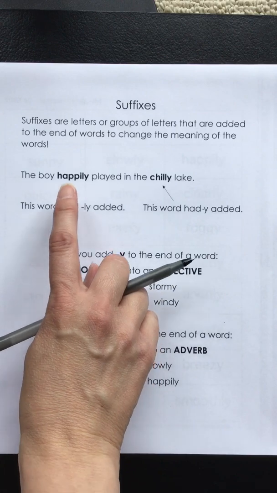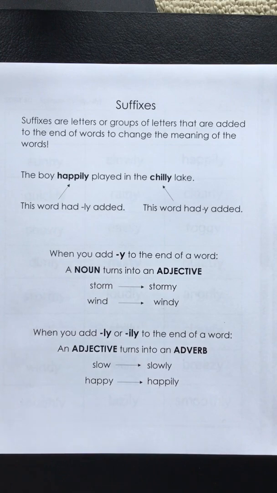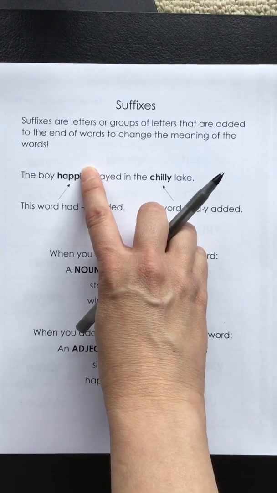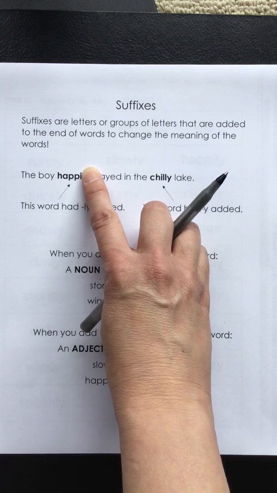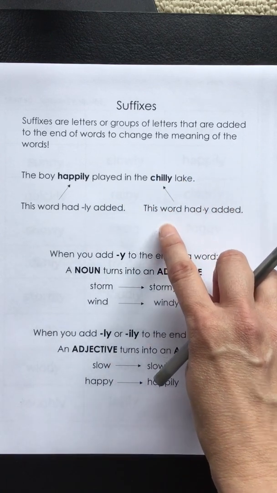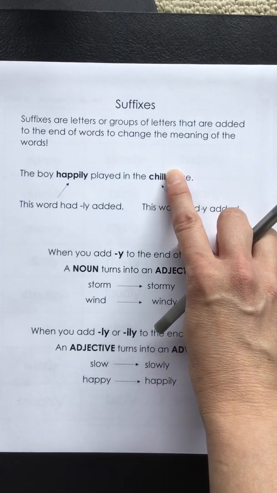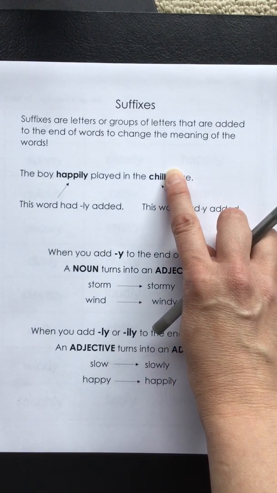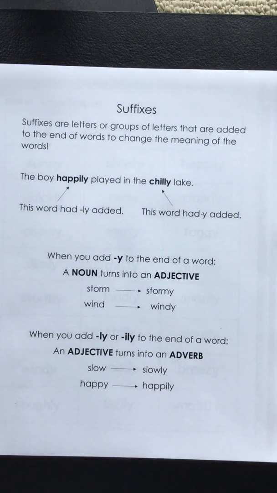The first one is the word happily. Now you'll notice that the word had ly added to it. If I took off the ly, what would the root word have been? Well, it would have been happy. You'll notice that the y changed to an I before they added ly. Okay, here's another word. This word had y added at the end. The base word was chill, okay, like something being cool. If you put a y at the end, it's chilly. Chilly means it's kind of cold. So those are two words within the sentence that had suffixes added to the end, happily and chilly.